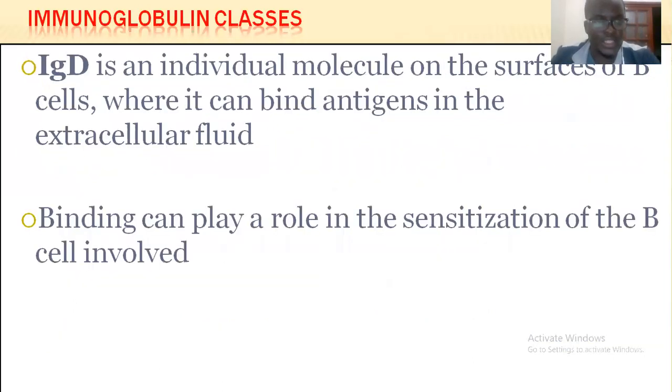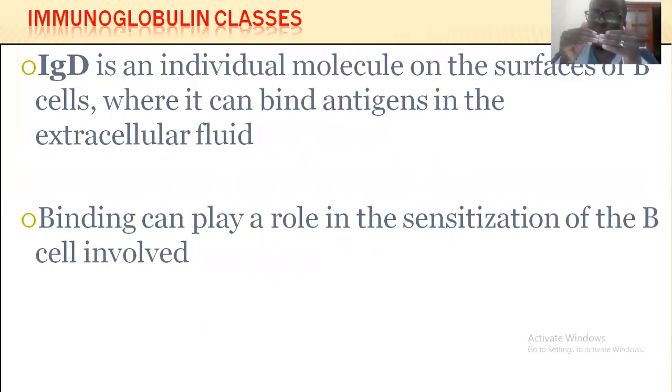Then moving on to the IgD. The IgD is an individual molecule on the surface of B cells. So this IgD is found on the plasma membrane of B cells. So inasmuch as they are producing antibodies, they also produce antibodies that will be incorporated within the plasma membrane of these cells, because remember, the B cells are also phagocytic in nature. So they are special types of antigen presenting cells. So some of the immunoglobulins that they are producing can be incorporated within the plasma membrane.